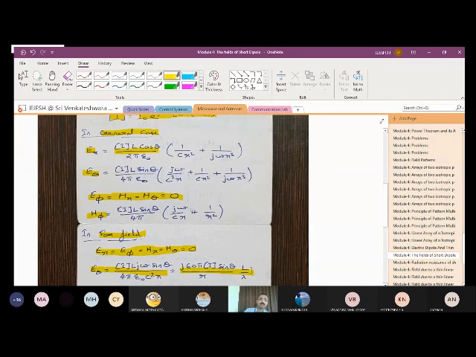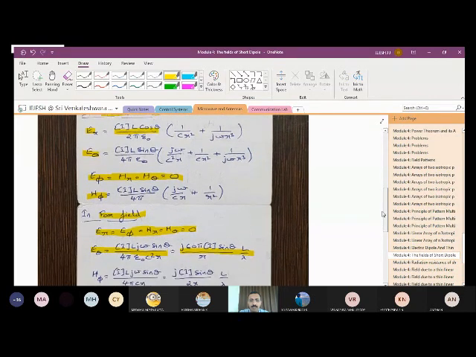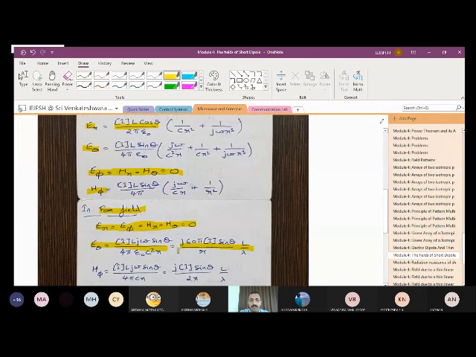So E naught can be represented by using the equation j 60 pi I sine theta divided by r into L by lambda. So this is what you're going to get for E theta when it is in the far field, and when you are having the H phi.